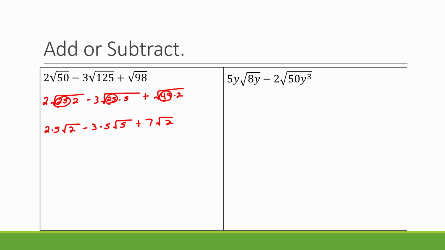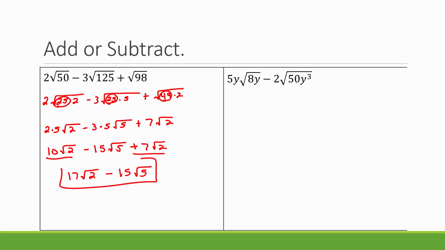So simplify that: 10 times the square root of 2, minus 15 times the square root of 5, plus 7 times the square root of 2. Now again, if I have like radicals, then I can combine those outside numbers, and you see that the 10 and the 7 are both being multiplied by the square root of 2. So I can say 10 plus 7 is 17 times the square root of 2 minus 15 times the square root of 5. And I cannot combine those two because 17 is being multiplied by the square root of 2. However, the 15 is being multiplied by the square root of 5.